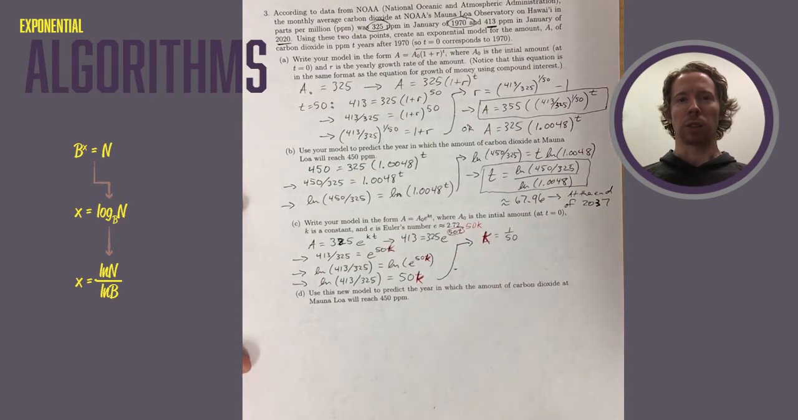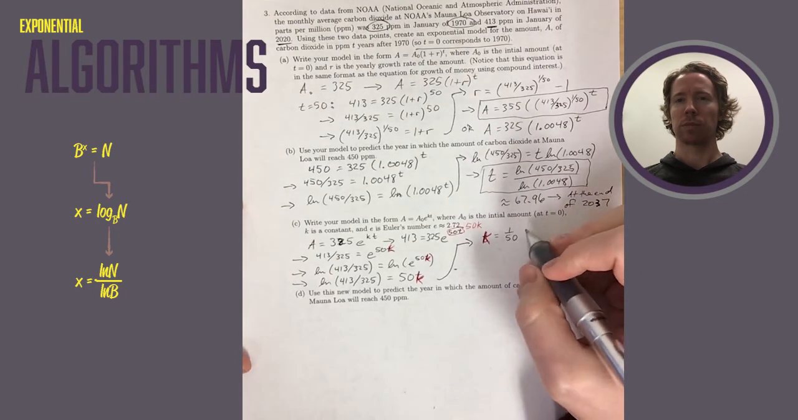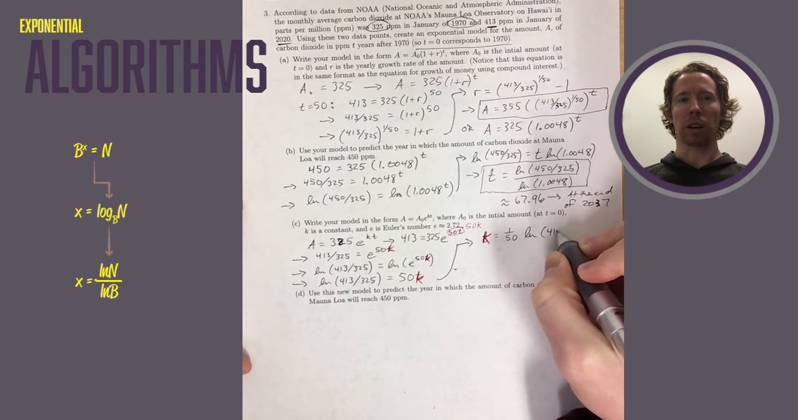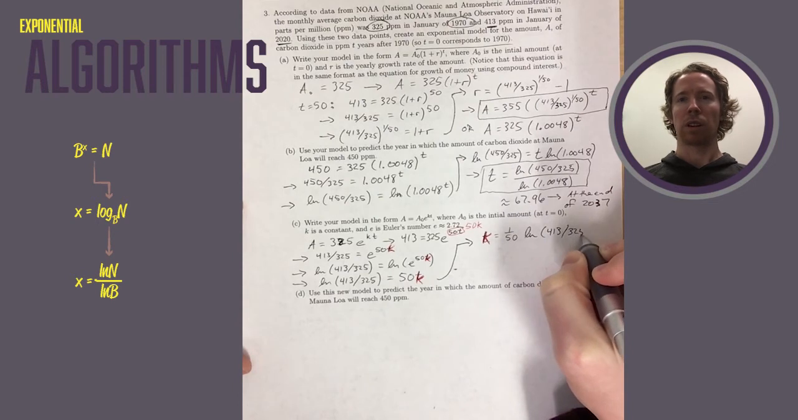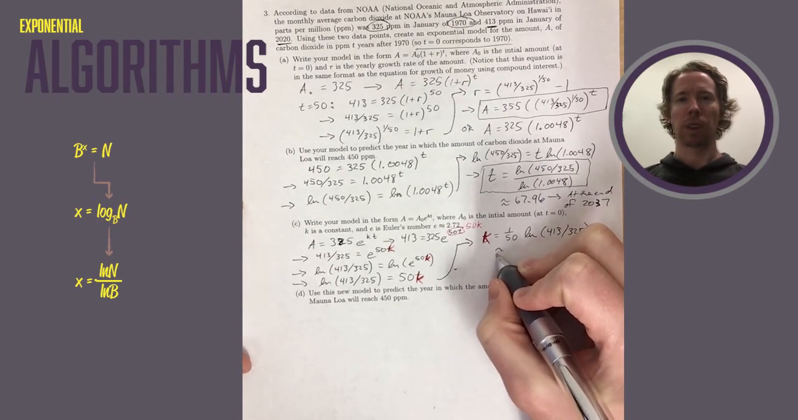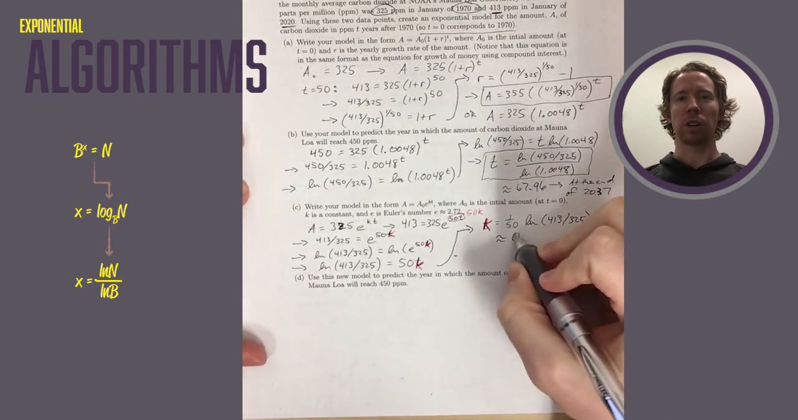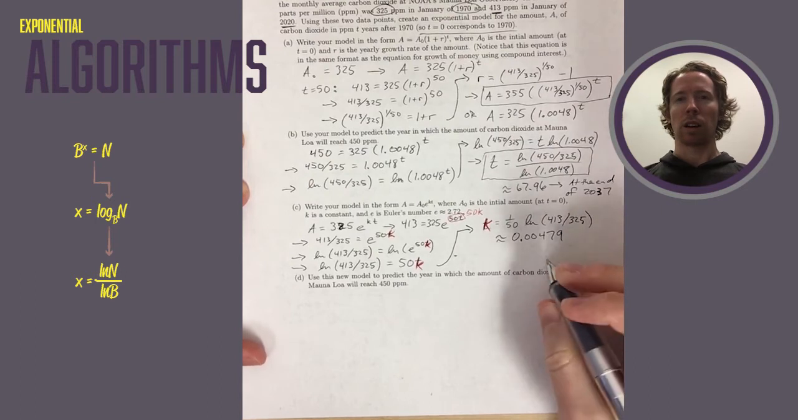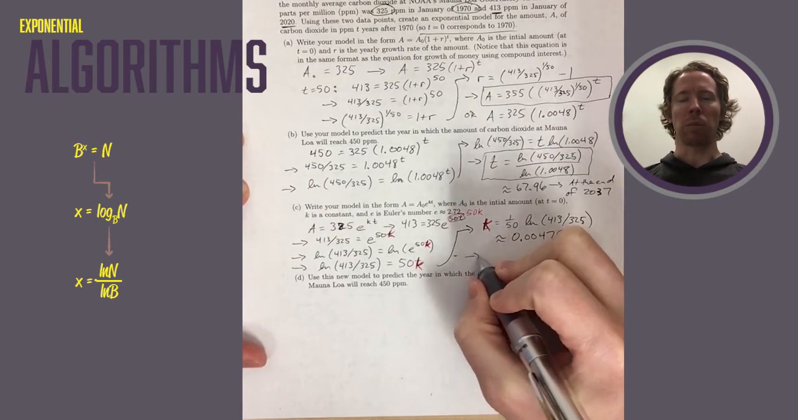And then we get an expression for k. If I don't have a calculator on me, this is good enough. If I do have a calculator, I'll go ahead and punch that in. The decimal approximation of k comes out to be 0.00479. And so we can finish up our model by plugging that in for k.